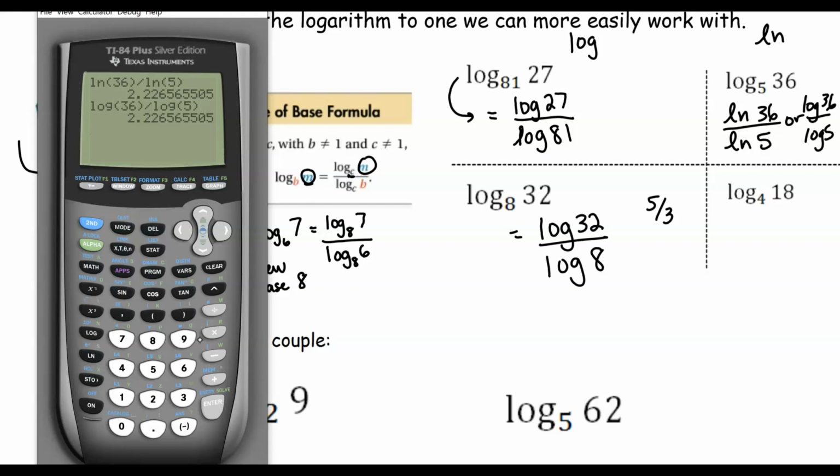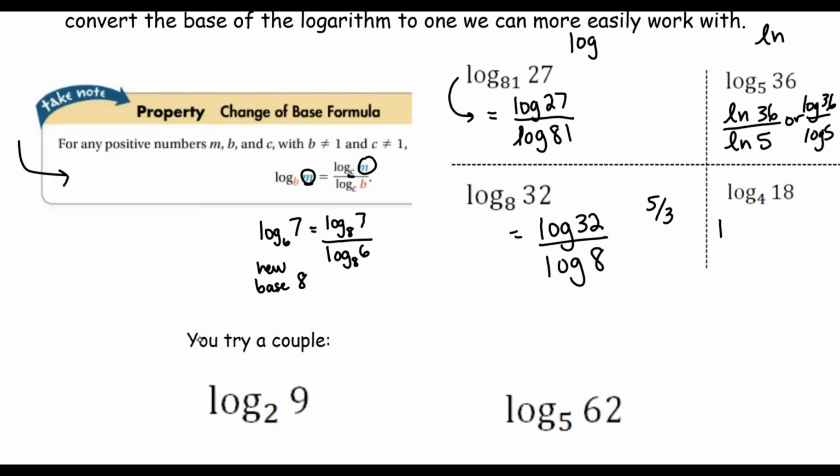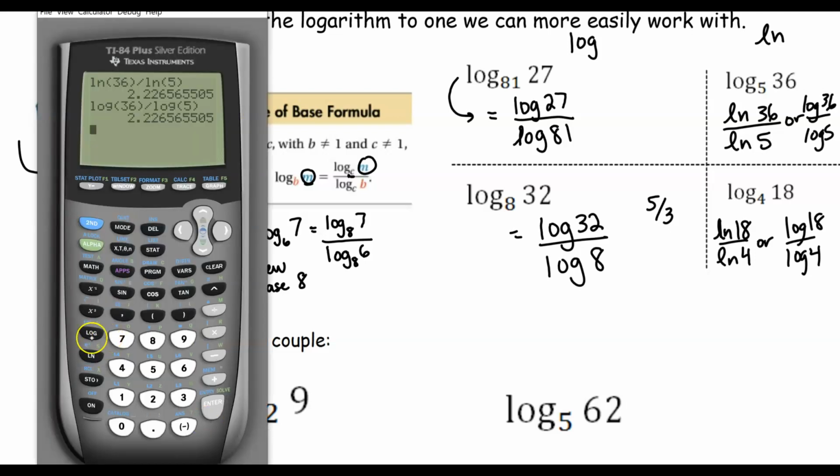All right, so log base 4 of 18. If I try to estimate that in my head first, I think 4 to what power gives me 18? Well, 4 squared is 16, so I bet it's going to be pretty close to 2. If I did natural log, it would be ln of 18 divided by ln of 4. If I did common logs, it'd be log of 18 divided by log of 4. And yep, if I did that on my calculator, I end up getting 2.08.